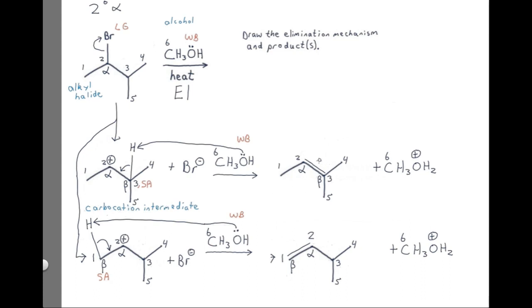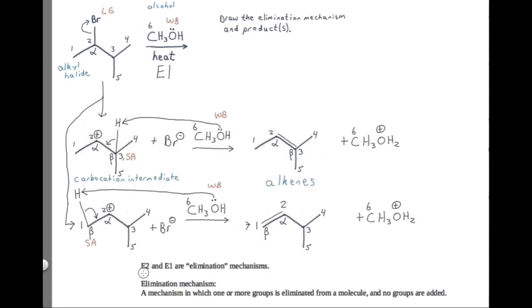And do you remember what these products are called? The products are called alkenes because they have carbon-carbon double bonds. So this all matches the pattern that we expect for an E1 mechanism. Remember that both E2 and E1 mechanisms are elimination mechanisms. Now, why are they called that?